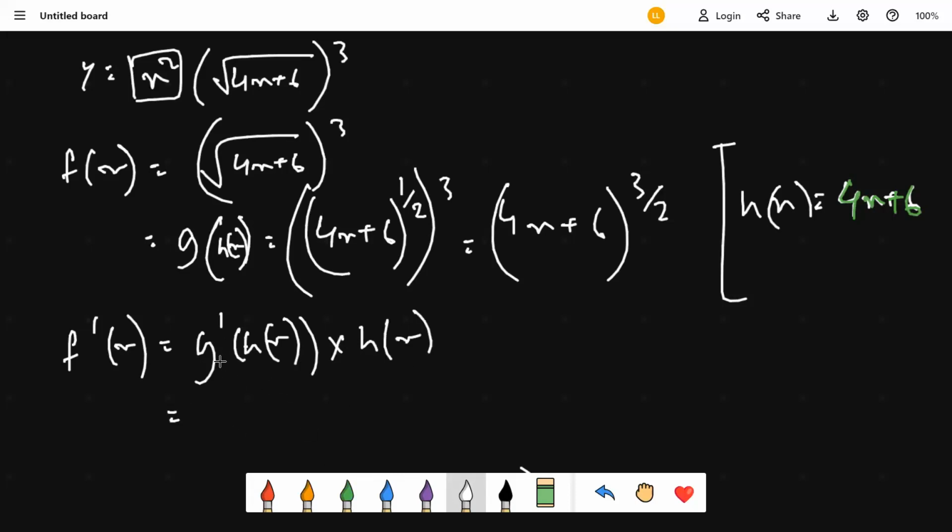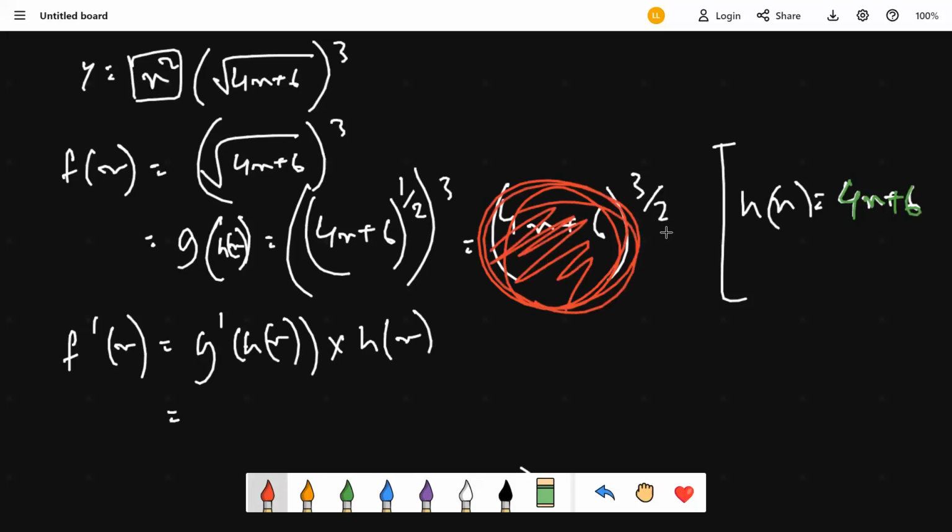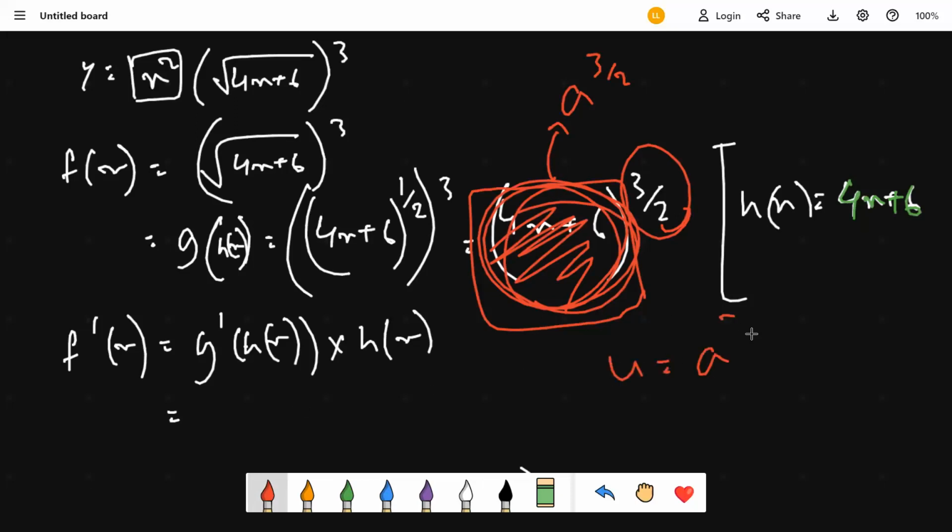So doing so, at first, let's find the g prime of x. G prime of x is just differentiate the outer part. Whatever is inside we don't care, whatever is outside, the power, we are going to just consider that. So this power is 3 by 2. Consider this inside as a. So a to the power 3 by 2. Differentiating this, let's say we have a function u equals a to the power 3 by 2.